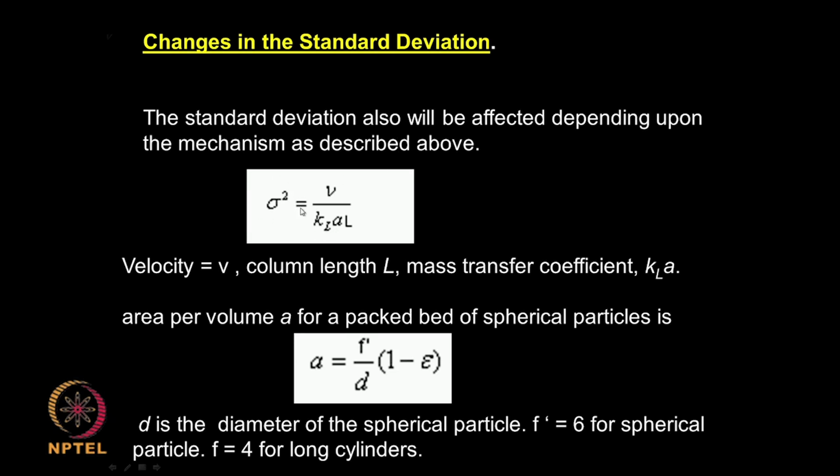For example, sigma square could depend on the velocity, KLA, that is the overall mass transfer coefficient, and the length of the column. Area per volume is given by A equal to F dash divided by d, into (1 minus epsilon). F dash is 6 for a spherical particle and it is equal to 4 for long cylinders actually, and d is the diameter of the spherical particle. So, A is generally of this form; if you assume spherical, then this will become 6, for long cylindrical this could become 4.